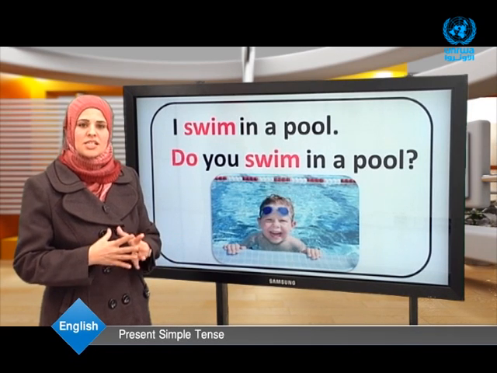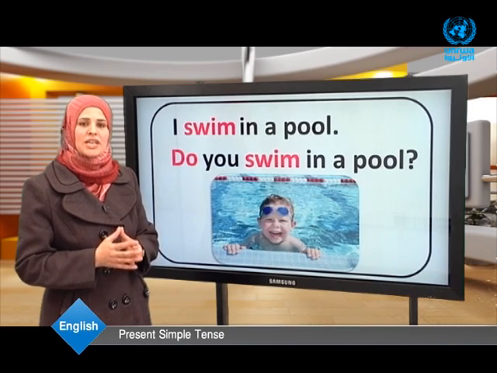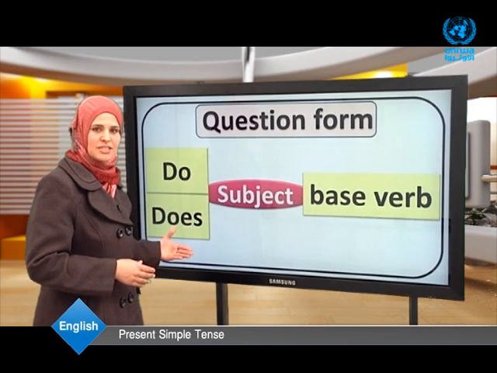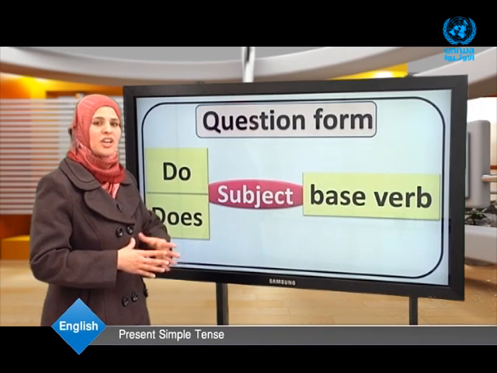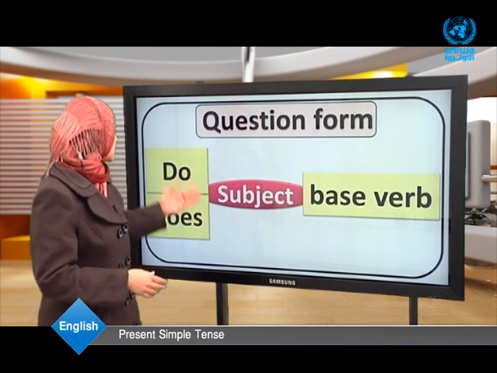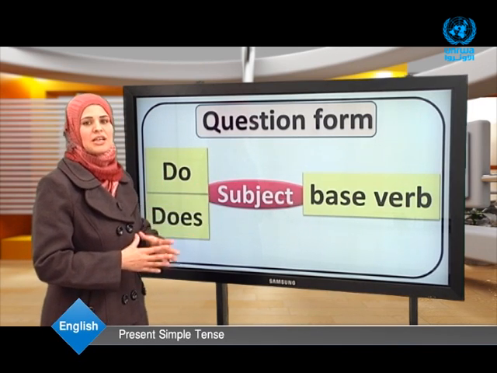So, from all these examples, we can conclude that to make a question in the present simple tense, we are going to use do or does plus the subject plus base verb or infinitive. Once again, the question form in the present simple tense: do or does, subject and base verb.